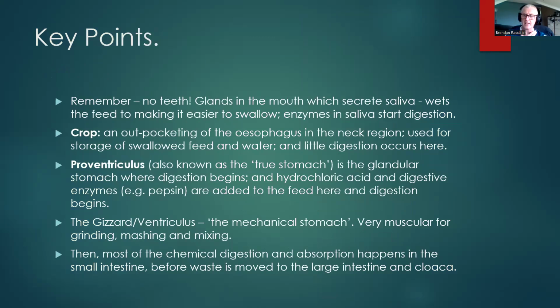So the crop's quite high up. It's where food is stored. Move down to the proventriculus, which is where the chemical digestion begins. It's kind of funny, you would think it would be the other way around, but it's not. The gizzard is the last one, which does the smashing and so on.